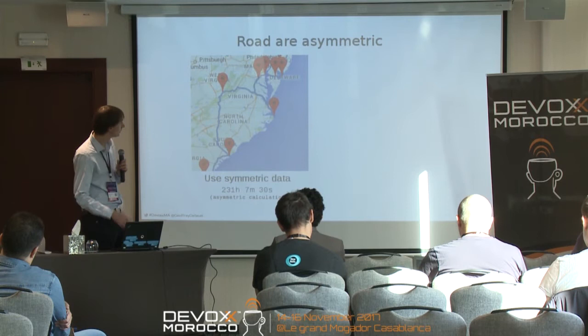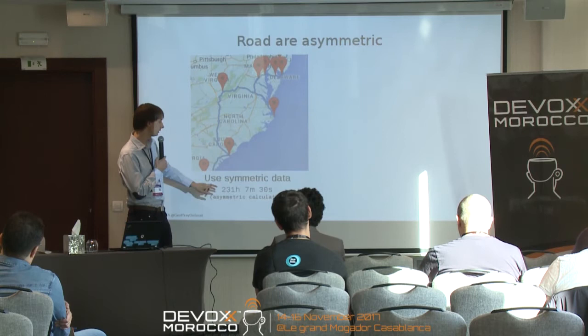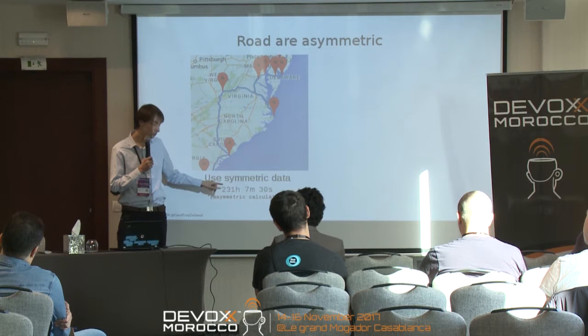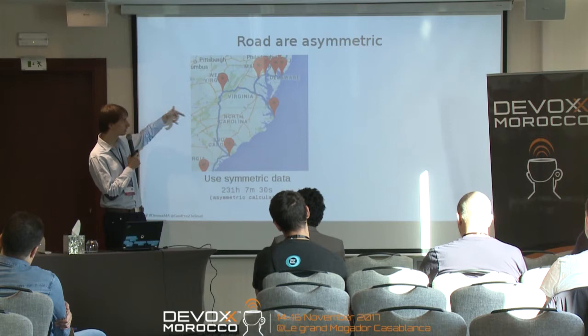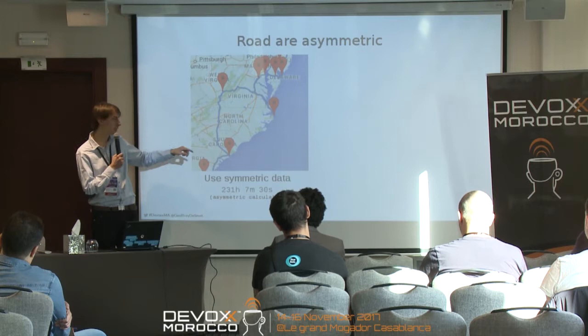So if we take this into account, this is his solution, this is part of his solution. And so he got 231 hours, but of course, we calculated these 231 hours using the asymmetric data, right? And he got basically two trips, one clockwise, one counterclockwise. This is the fastest one of those two, right? Because they have different results because of the fact that roads are asymmetric.